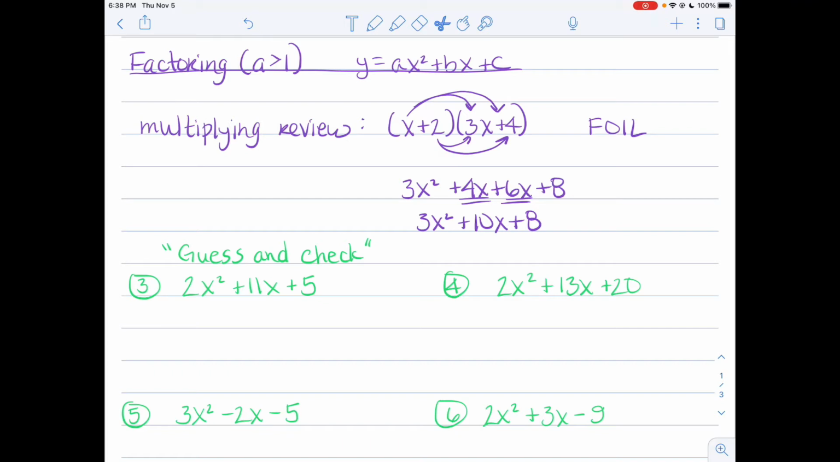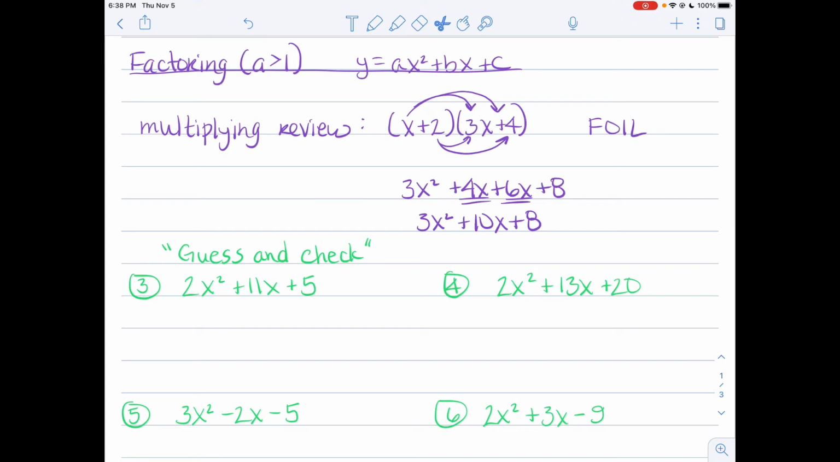Now, looking at the last term, 8, I have to think that I could either use 1 and 8 or 2 and 4. Now notice that my factors, it's no longer factors of 8 that add to be 10. Because of this 3 here, that particular technique that we used last time isn't going to work. So we're going to have to employ what we call guess and check.